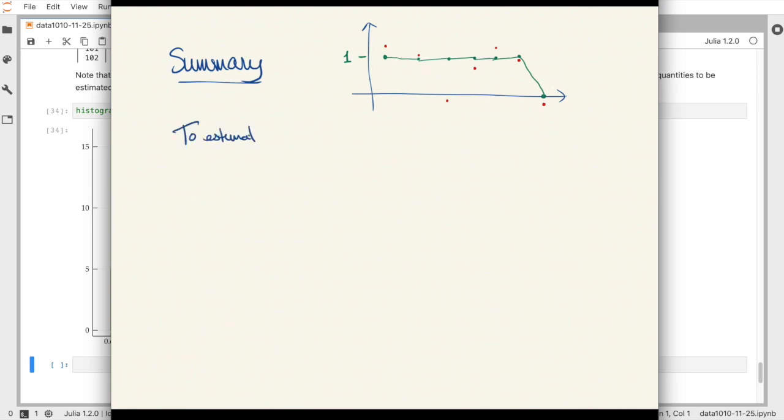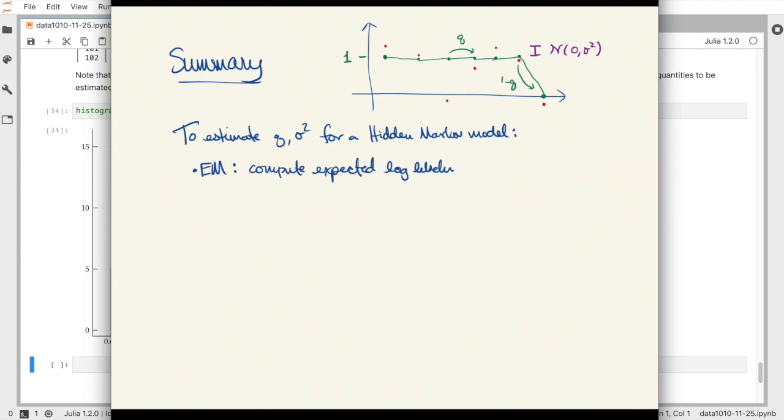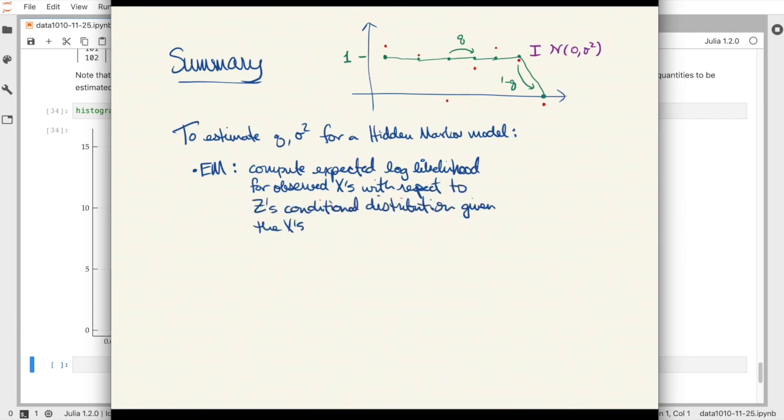So in summary, to estimate Q and sigma squared for a hidden Markov model with a state space of 0, 1, a staying probability of Q and a switching probability of 1 minus Q, and a normally distributed error with mean 0 and variance sigma squared, we talked about a couple of different approaches, which involves computing expected log likelihood with respect to x and z, substituting for x its observed values, and dealing with the z's by taking the expectation of the log likelihood with respect to their conditional distribution given the x's. Then we choose Q and sigma squared to maximize that value and update them.